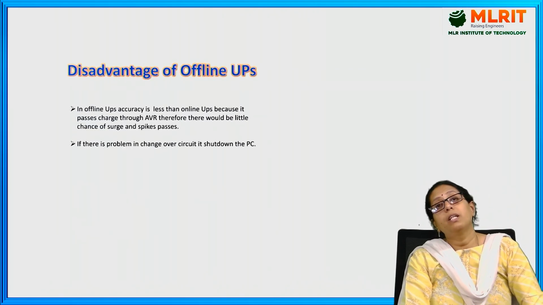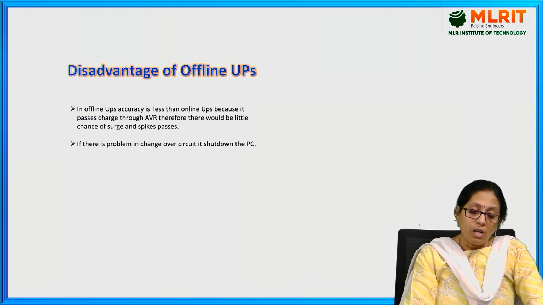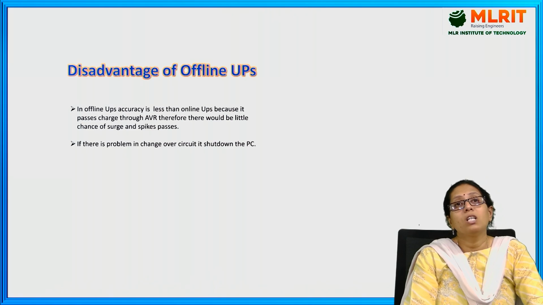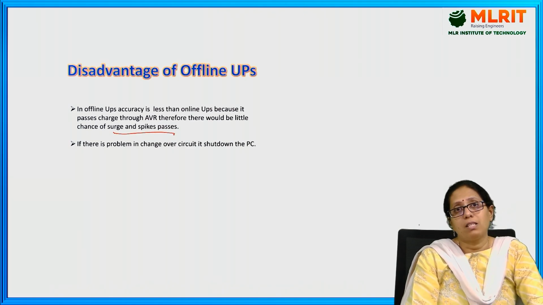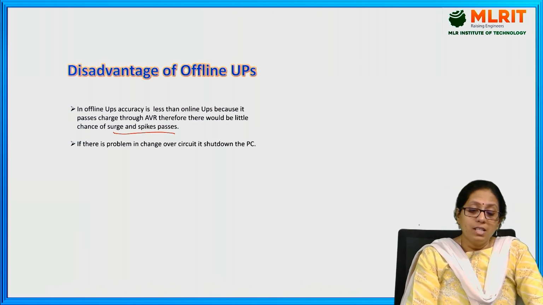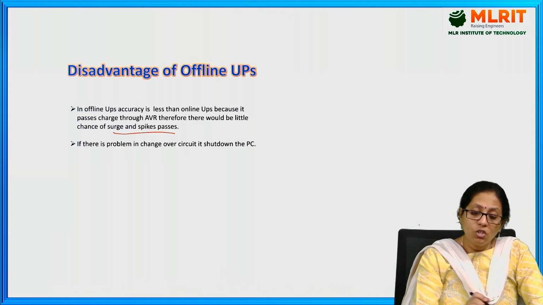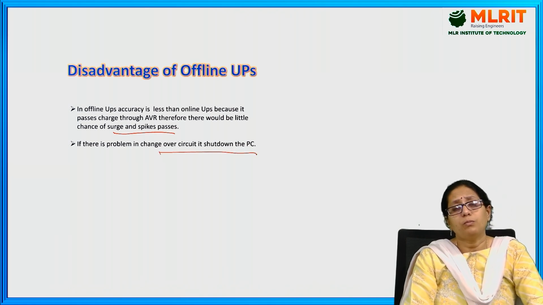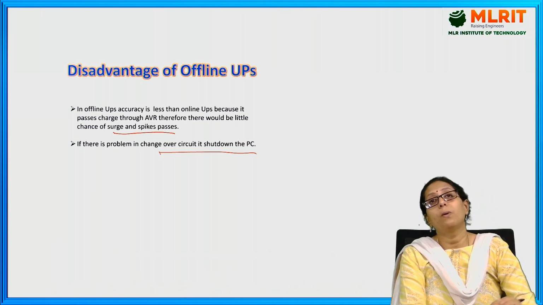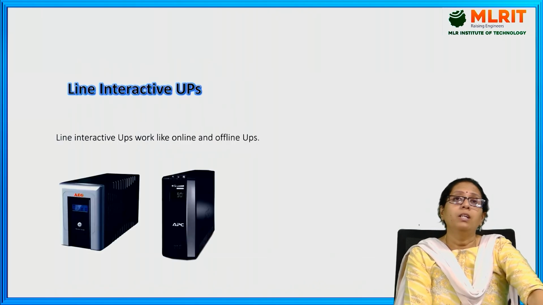What are the disadvantages? Offline UPS accuracy is less when compared to the online, because it passes charge to the AVR, therefore a little surge or spikes may pass. And if there is a problem in the changeover circuit, it shuts down the PC. So these are the two disadvantages of the offline UPS.